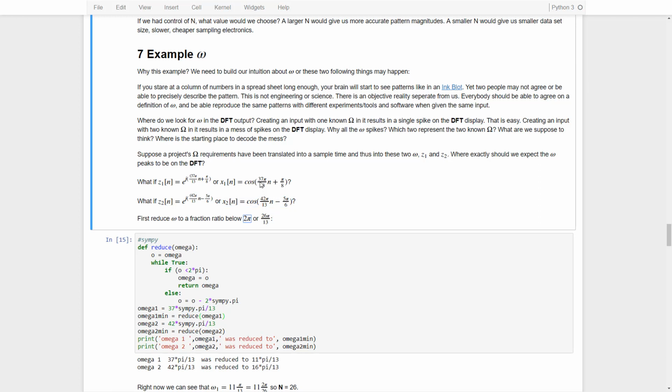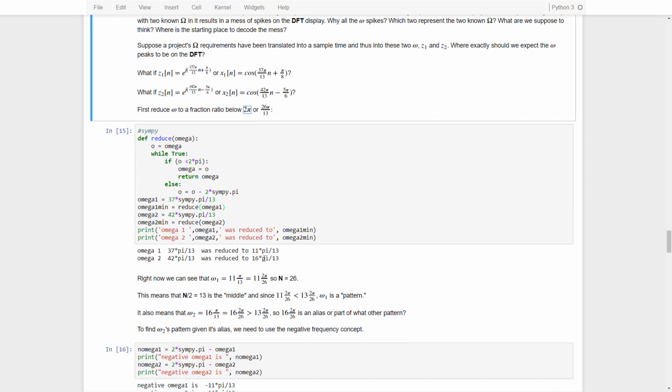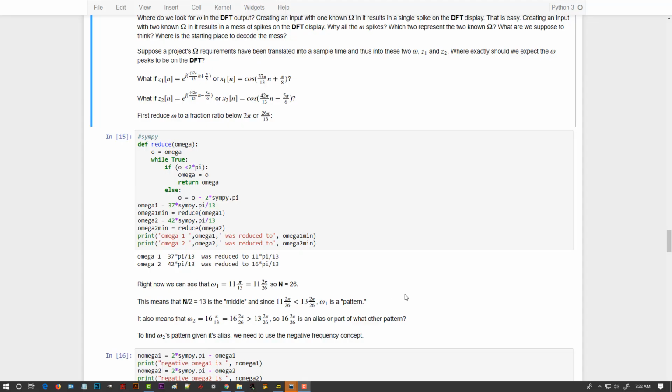Well, the first thing we have to do is subtract 2 pi from both of these. Now we can see right away that there's no 2 pi we can extract from 11 without turning it into a fraction. So to get it into the right form where we have 2 pi in the numerator and n in the denominator, we know that n is 26, not 13. Since omega 1 is 11 and it's less than the midway point 13, it's going to be the leftmost spike representing omega 1.